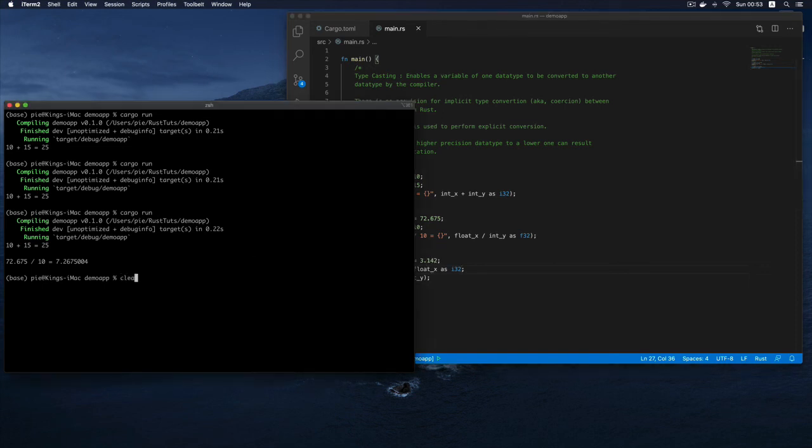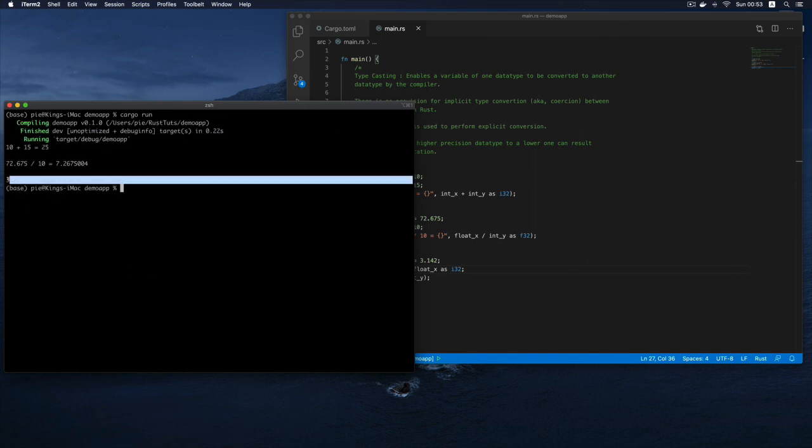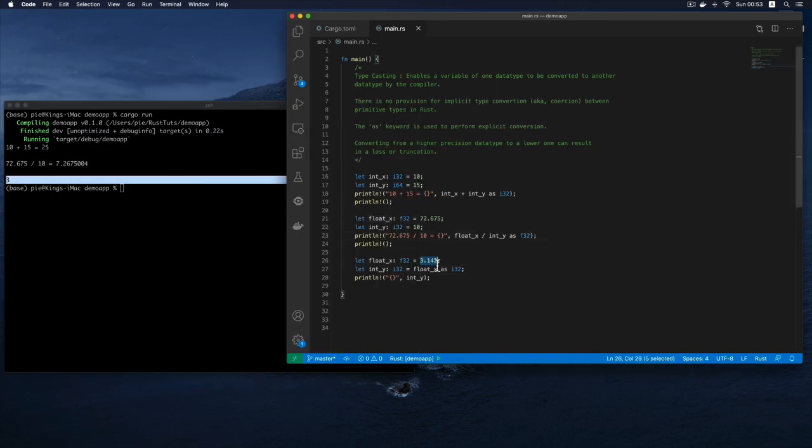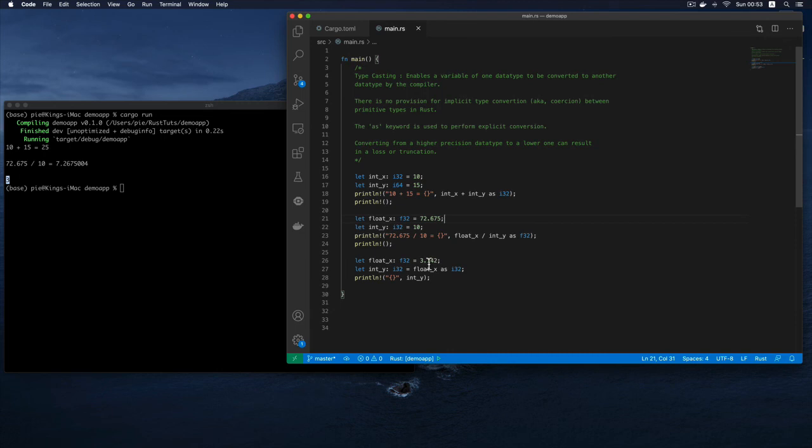So let's come here and do cargo run. And you can see that when I converted 3.142 from a float32 into an integer, the result was 3. So we lost the 0.142, which is also known as truncation.